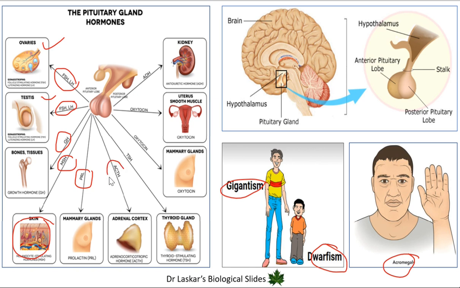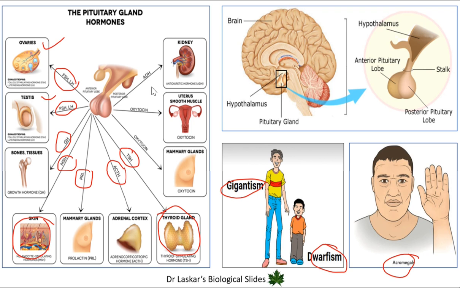Next hormone, ACTH, also called adrenocorticotropic hormone. This hormone stimulates the synthesis and secretion of steroid hormones, mainly known as glucocorticoids, from the adrenal cortex. So this is the function of ACTH. TSH, the full form is thyroid stimulating hormone, also called thyrotropin. It stimulates the synthesis and secretion of thyroid hormones from the thyroid gland.